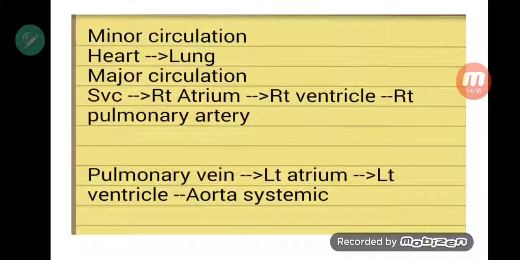In this diagram, it shows the minor circulation, which is from the heart to the lung, and the major circulation, which goes all over the body: from the superior vena cava, right atrium, right ventricle, right pulmonary artery, pulmonary vein, left atrium, left ventricle, and aorta.